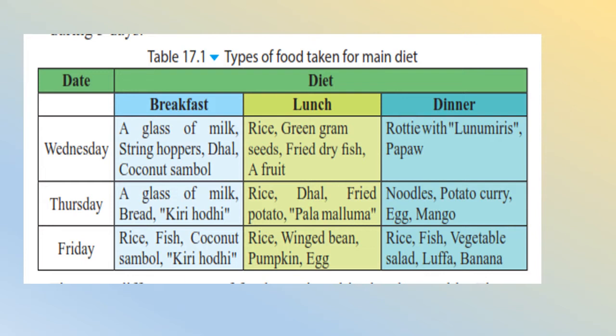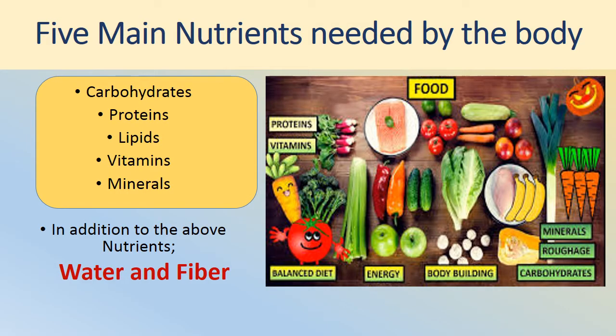So let us learn, children, the different types of nutrients that must be present in planning a meal. There are mainly five nutrients that are needed by the body. They are carbohydrates, proteins, lipids, vitamins and minerals. So if they ask you what the five main nutrients are, you have to list these five. In addition to the above nutrients, in certain amounts you must include water as well as fiber. It must be present in the diet.